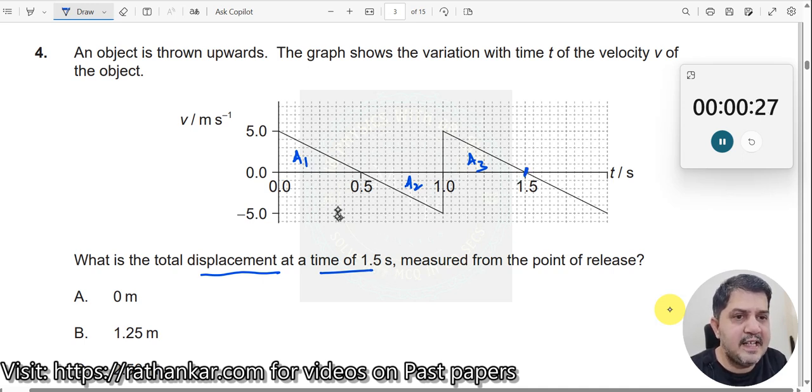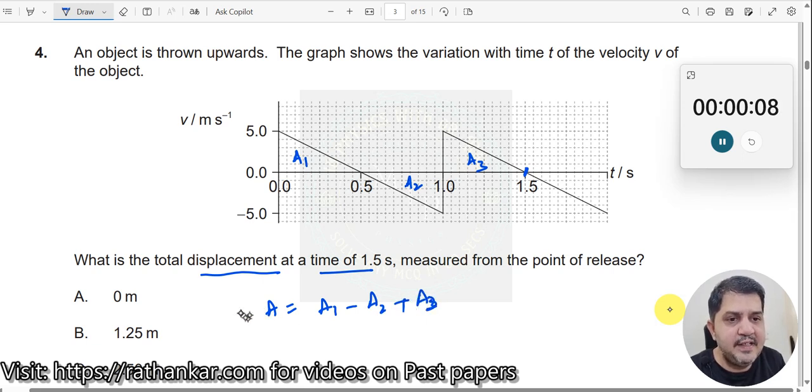Now look at this area carefully. This height is 0.5 and here the height is -5. So these areas appear to be equal, right? Now if you ask for the displacement, I should consider the signs also, which means the total area I should write is A1 minus A2 plus A3. Now you see, this is your displacement.